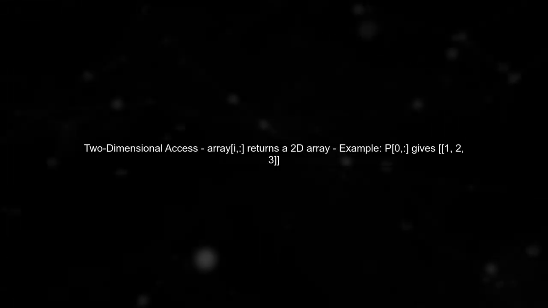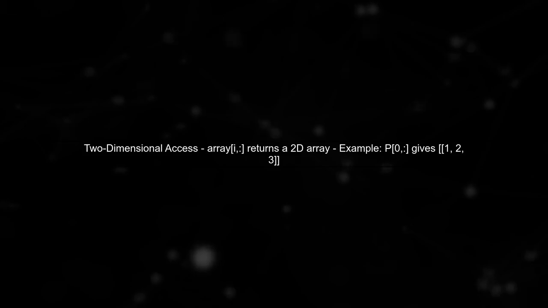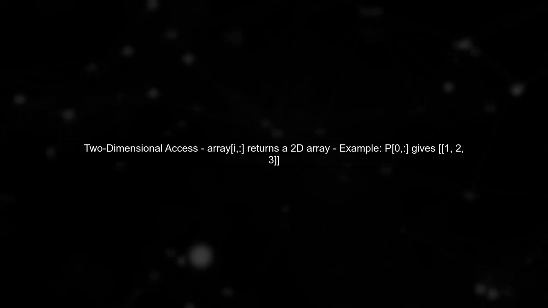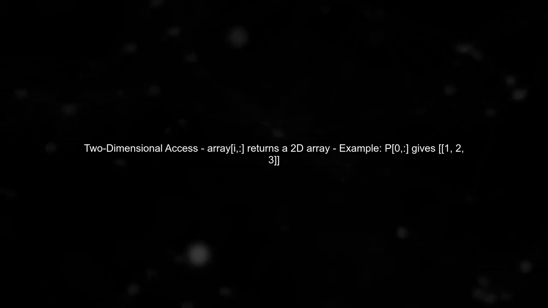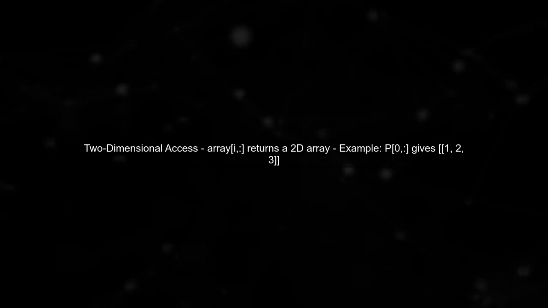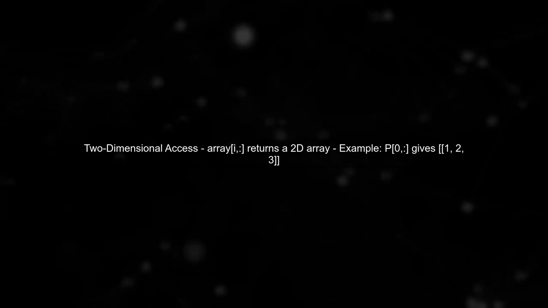Let's start by understanding the difference between array indexing in Python. When you use array I, you're accessing the entire row at index I, but it returns a one-dimensional array. On the other hand, when you use array I, you're still accessing the same row, but it maintains the two-dimensional structure of the array. This is crucial for operations like dot products.